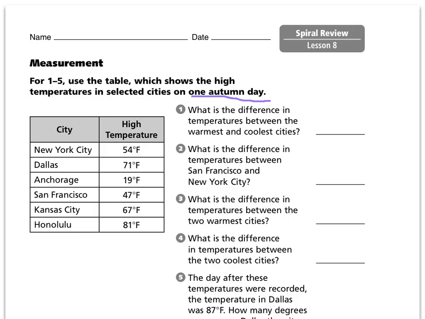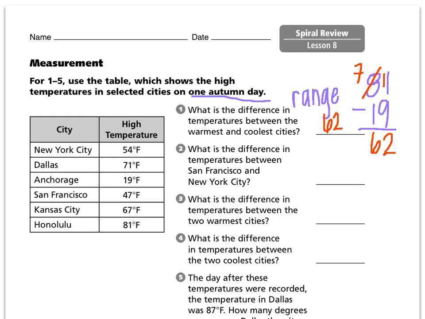So I'm going to go ahead and find the range here, where I take the highest number and then I'm going to subtract the lowest number from it. I know that my highest number is going to be 81 minus my lowest number, which is 19. Go ahead and borrow from the 8, make it a 7. This becomes 11 minus 9, which is 2. 7 minus 1 is 6. So the difference between the highest and the lowest is going to be 62 degrees Fahrenheit.